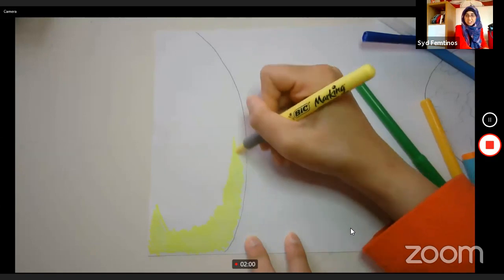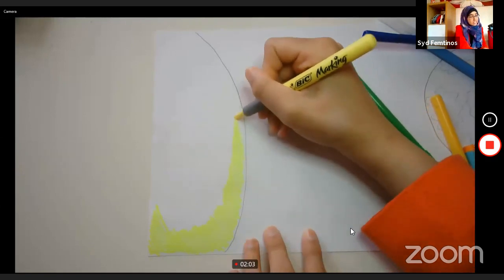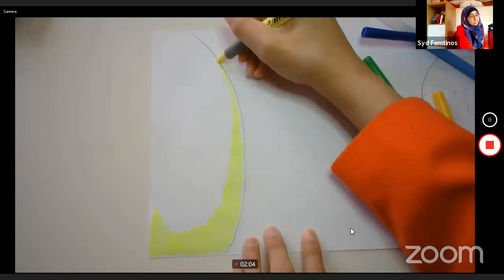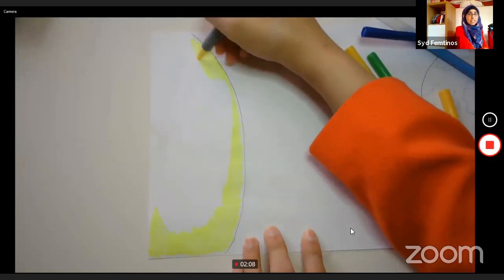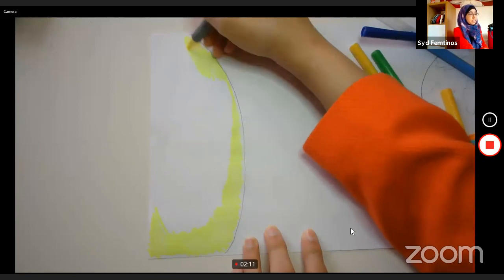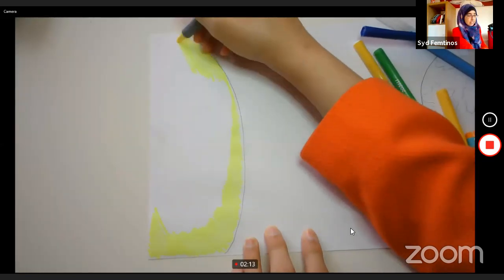So in the sun, we have a process in here which causes all the light and heat that we see. So we have hydrogen atoms turning into helium.